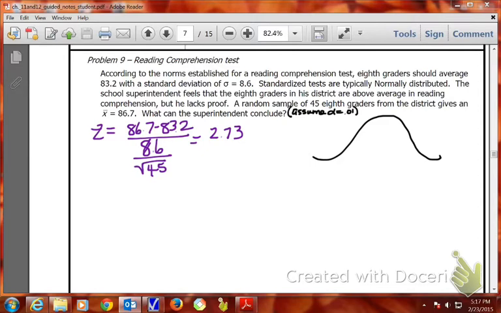So on this problem, I'm going to compare z to z star. And since my reject zone is of size 0.01 and my alternative hypothesis is greater than, I know that that reject zone all falls on the right. And so I need to look up and see what's the z star for that. And I have a couple of ways I can do that.